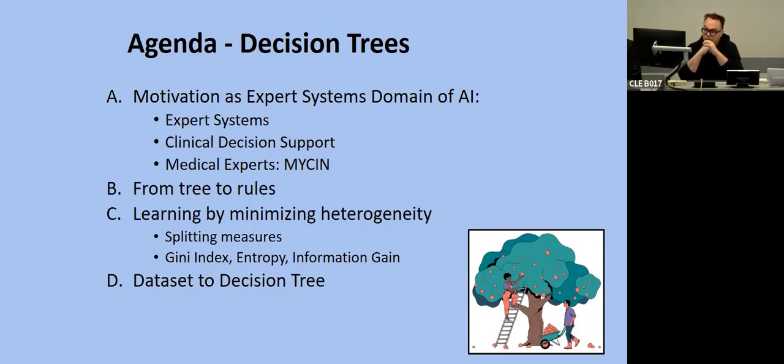And then the MYCIN, some of you might be familiar with this, in the 70s. It started up from Stanford. There were a few people involved. I will talk about that in some detail. Used for blood infections pre-operating room as a tool, as an expert system that has decision trees in the background. From there, I'll talk a little bit about the trees themselves and some rules and some definitions.